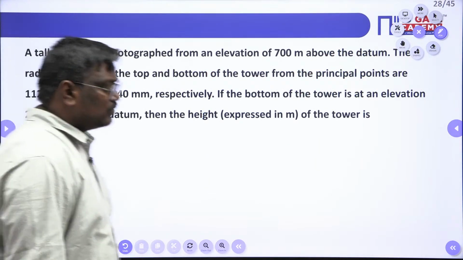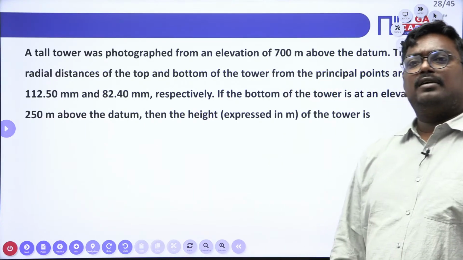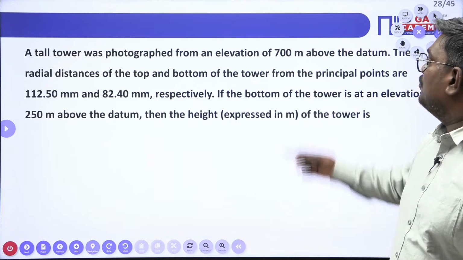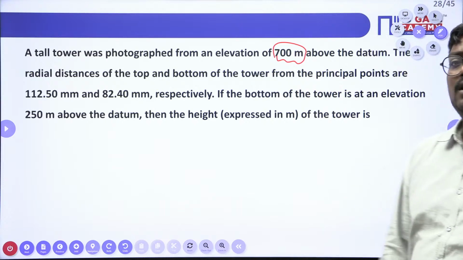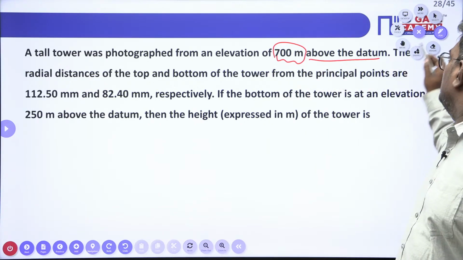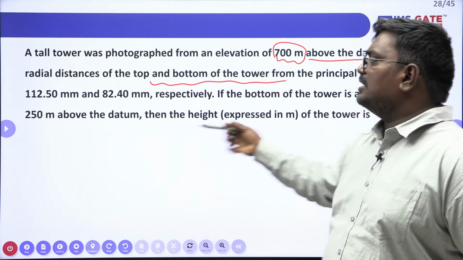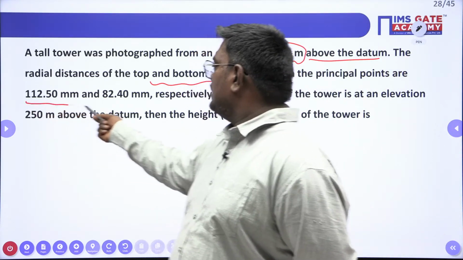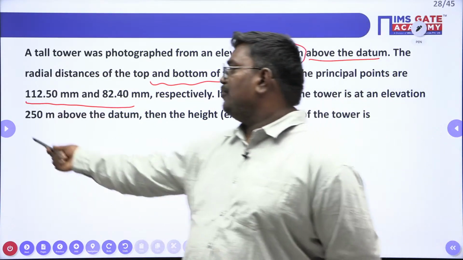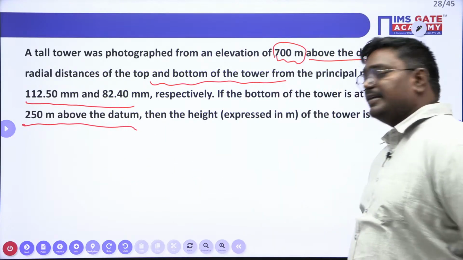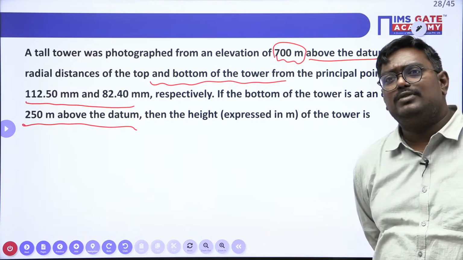Now, please read this question. This is a beautiful question. A tall tower was photographed from an elevation of 700 meters above the datum. The radial distances of the top and bottom of the tower from the principal point are 112.50 and 82.4. If the bottom of the tower is at an elevation of 250 meters above the datum, then the height of the tower is. I'll give you some 10 seconds. Please read the question carefully, my dear students.